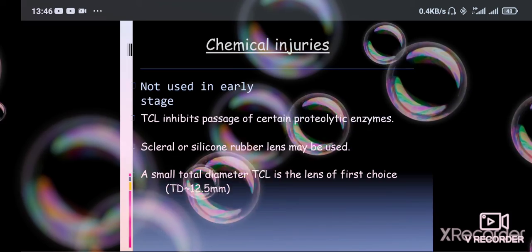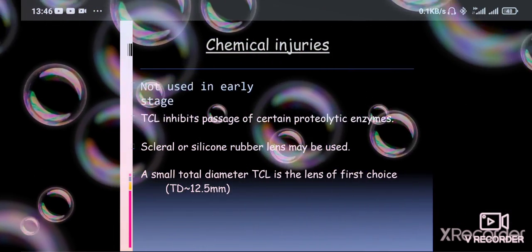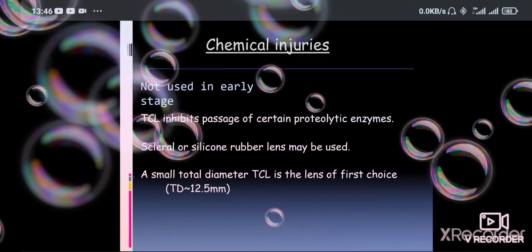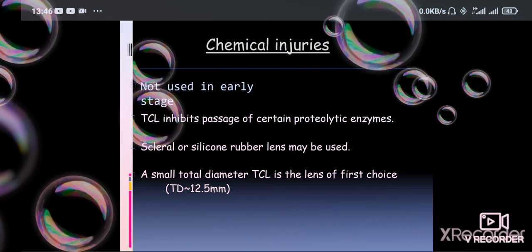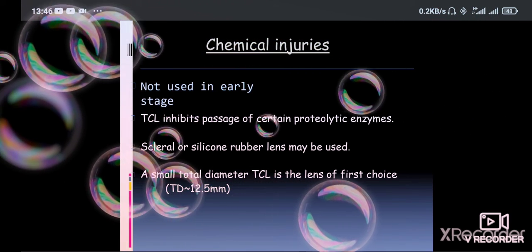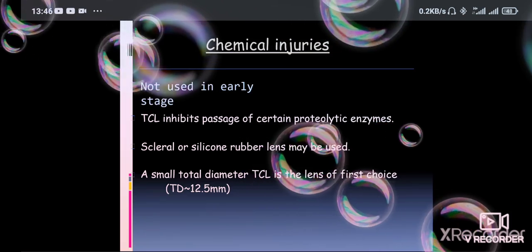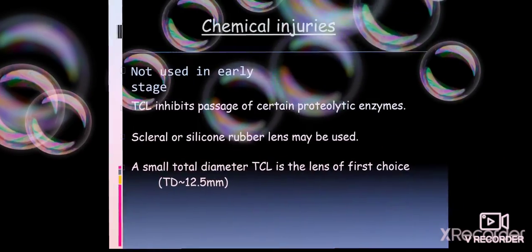In chemical injuries, lenses are not used in the early stage. A therapeutic contact lens inhibits the passage of certain polymorphonuclear enzymes. Scleral or silicone rubber lenses may be used. A small total diameter therapeutic lens is the lens of first choice in case of chemical injuries. Whenever the patient is exposed to chemical injuries, just don't use it in the early stages.